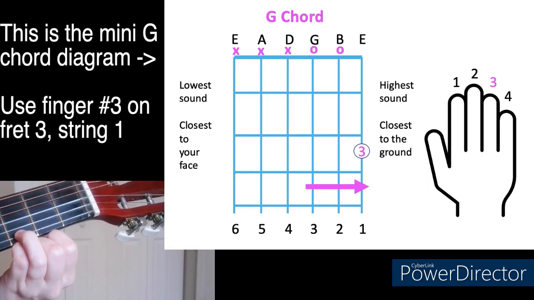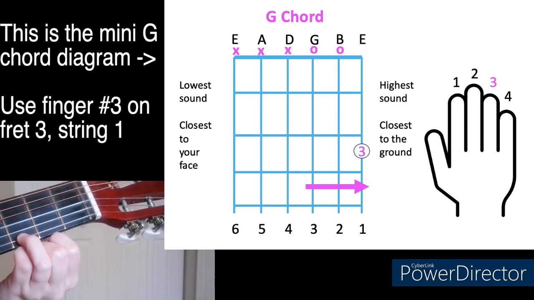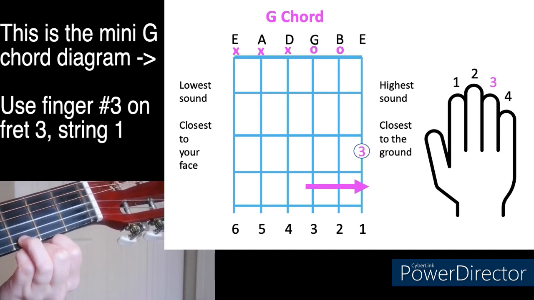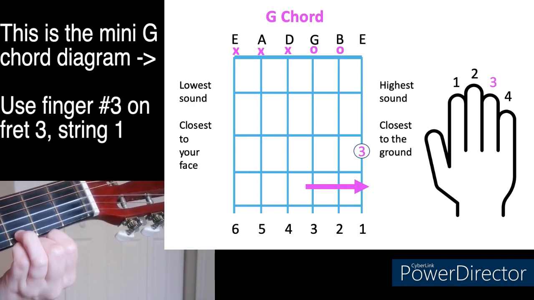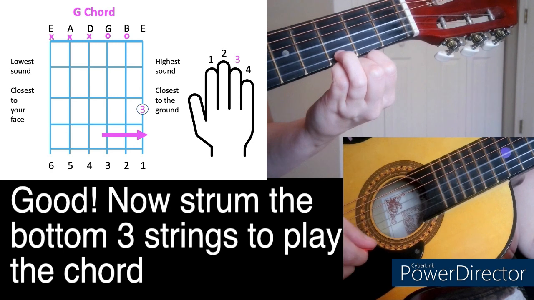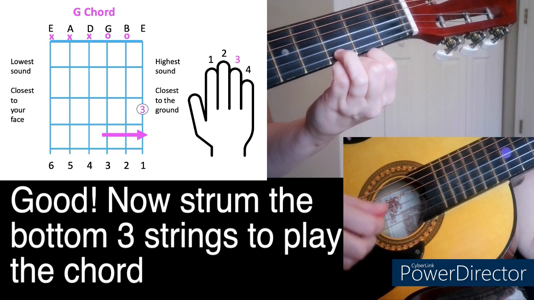Great! Now let's look at the G chord. This is the mini G chord diagram. Use finger number 3 on fret 3, string 1. Good! Now strum the bottom 3 strings to play the chord.